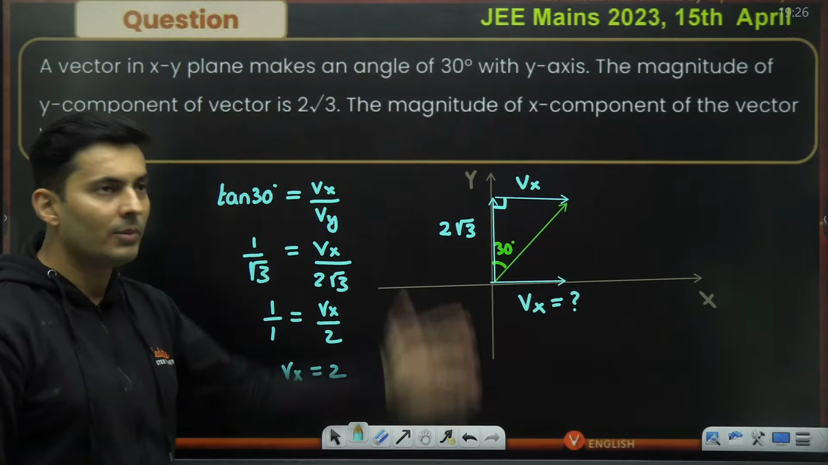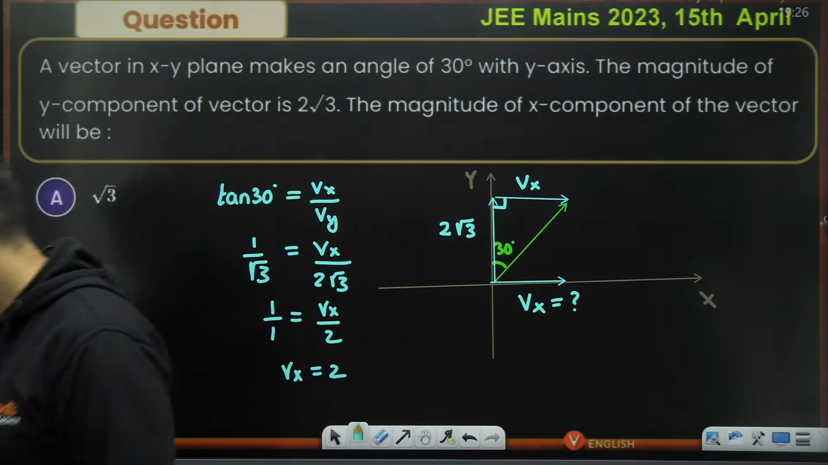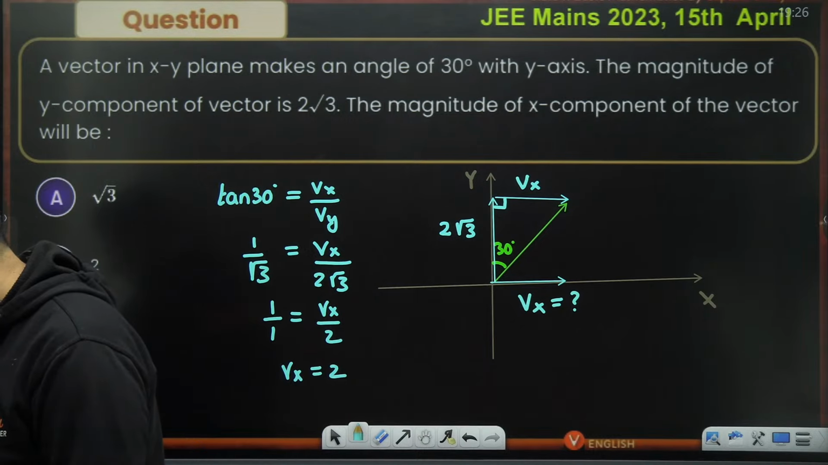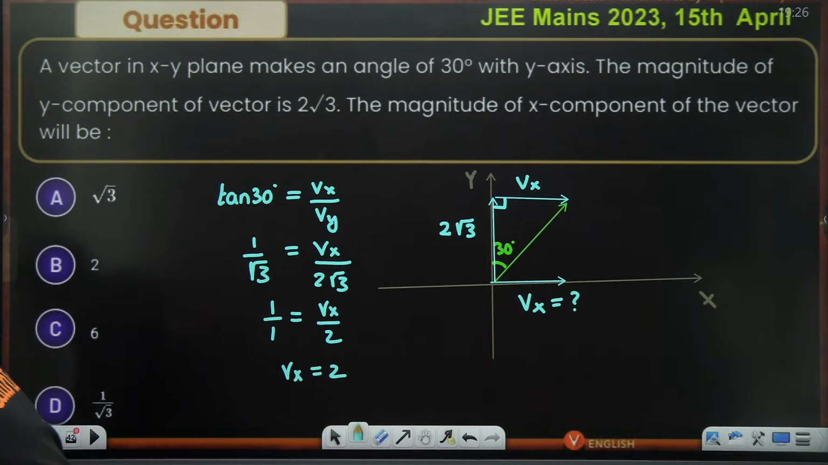So this question came in J. Clear? Yes, the answer is 2. Yes, Haron, welcome. Yes, Trupti, very good. B option 2. Perfect. Clear.